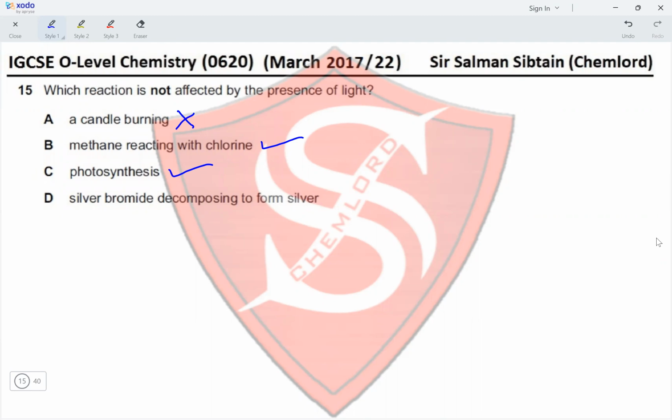Silver bromide decomposing to form silver requires light. So the only reaction that does not require light, or is not affected by the presence of light, is a candle burning, making option A the correct option for this question.